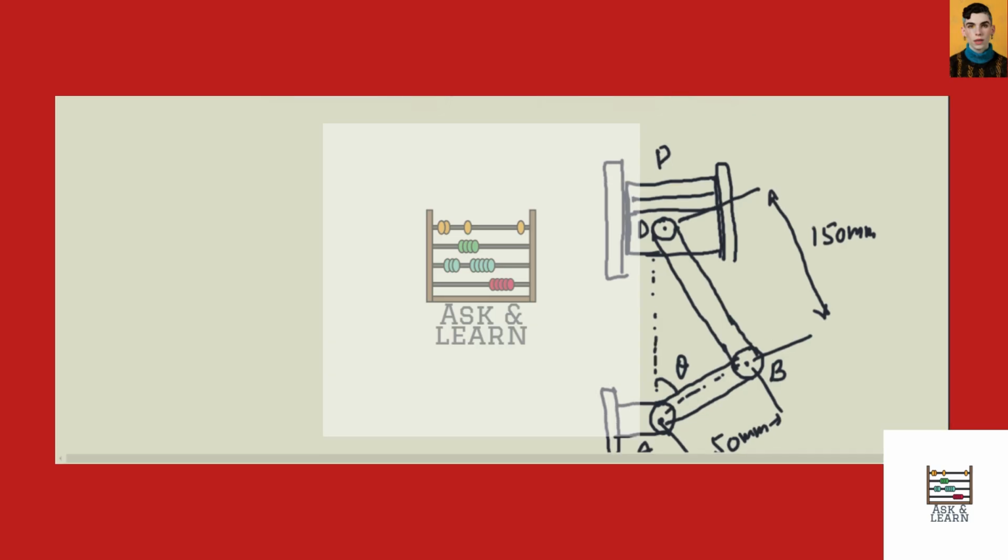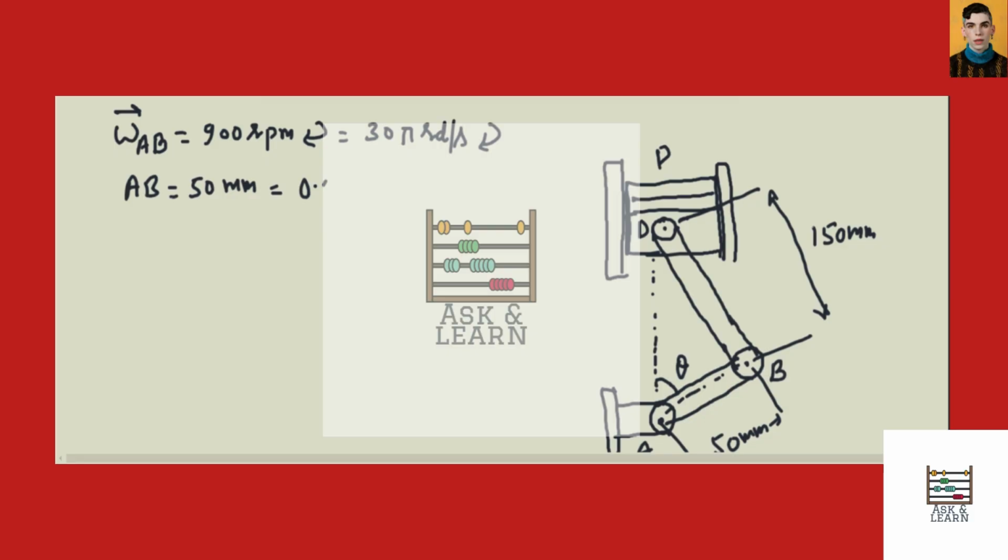Hello everyone, in the figure it is given the crank rotates about the point A with angular speed. So angular velocity of crank AB is given 900 rpm in clockwise sense. So this can be written as 30 pi radian per second in clockwise direction. Length of AB is given 50 millimeter, that is 0.05 meter.